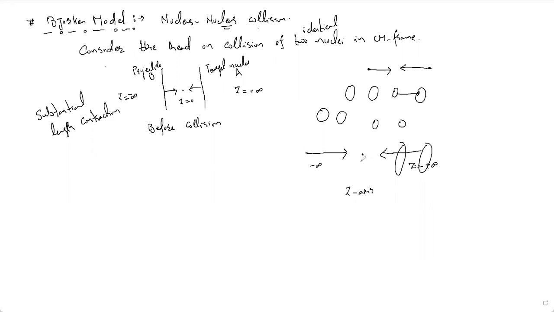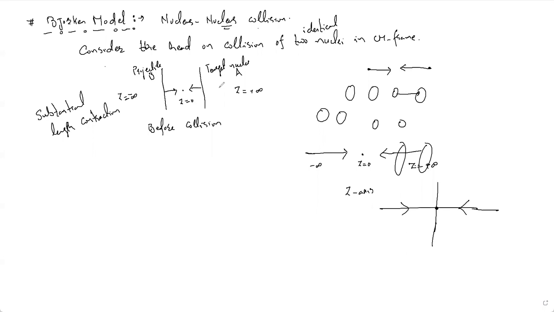Let us suppose this is your quadrant. One nucleus is coming from here, and another nucleus is coming with the same speed. If they are coming at the same speed, they will meet at this origin. That is why I am representing it by z equal to 0 here. You have to understand that in the Bjorken model, we are considering the head-on collision of two different nuclei in the center of mass frame.